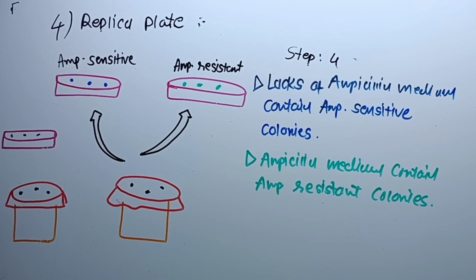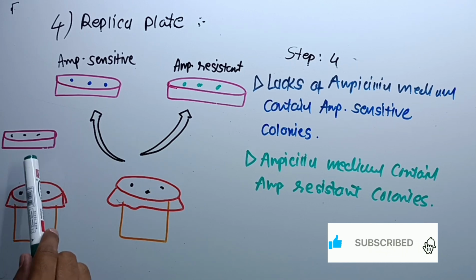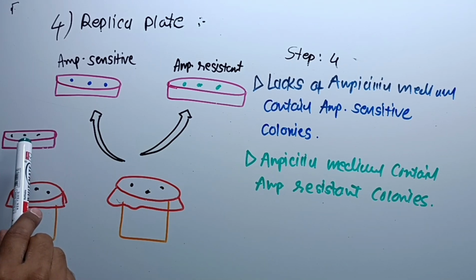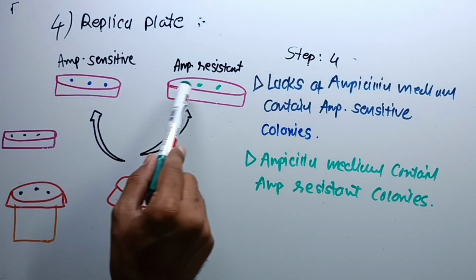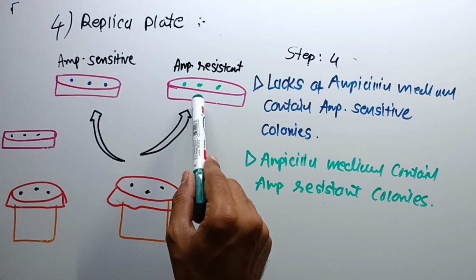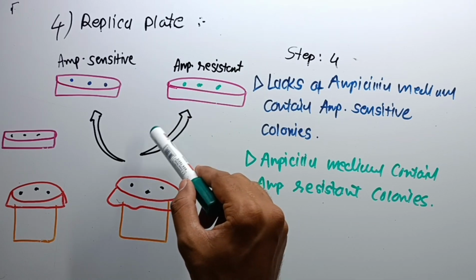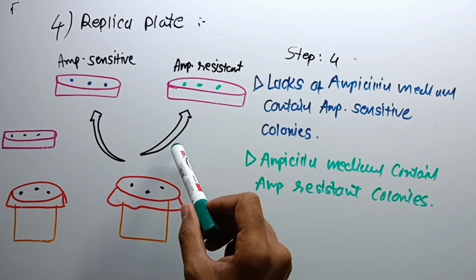Let us revise the technique with a diagram. We first take a master plate and copy it onto another plate, which is this. After that, we take a wooden block with a sterile velvet. This is the wooden block and this is the sterile velvet, and we imprint onto two kinds of media: one lacking ampicillin and another containing ampicillin. Then we incubate these two plates and see the result.